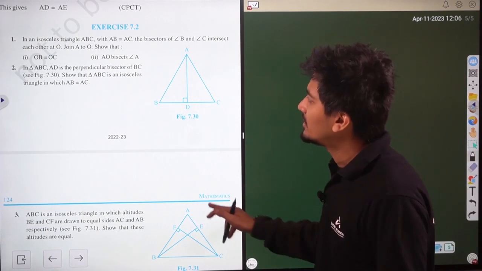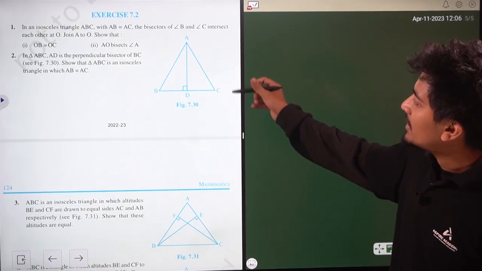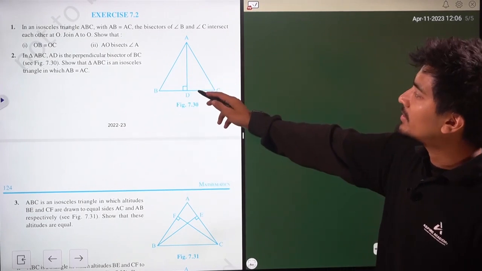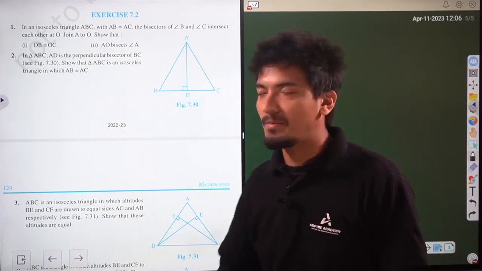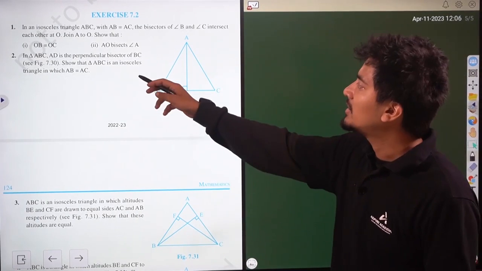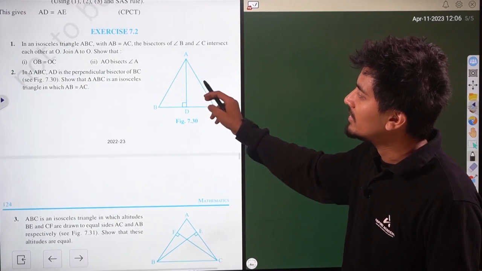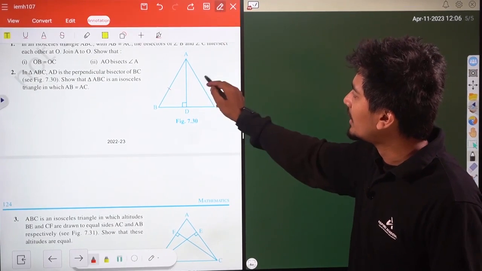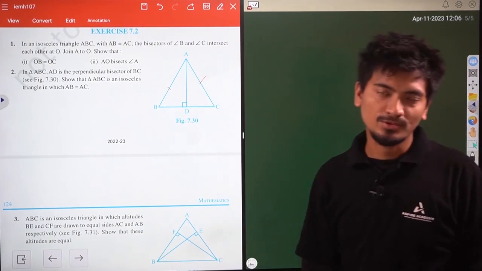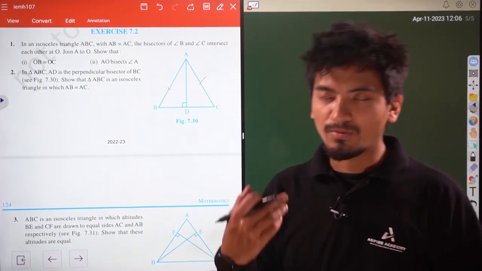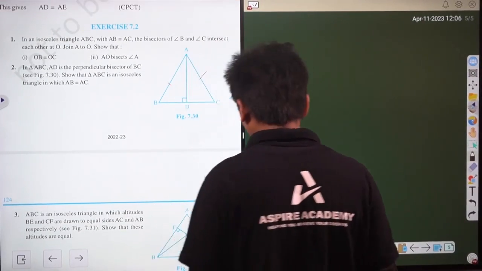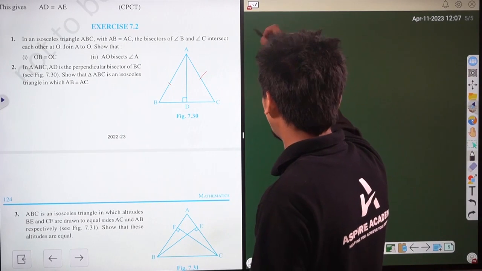Okay, now see here, in triangle ABC, a triangle is given. AD is perpendicular to BC. We have AD as the perpendicular bisector of side BC. What we need to show is that ABC is an isosceles triangle in which AB is equal to AC. These two sides are equal. We need to show this. Okay, so now the proof.